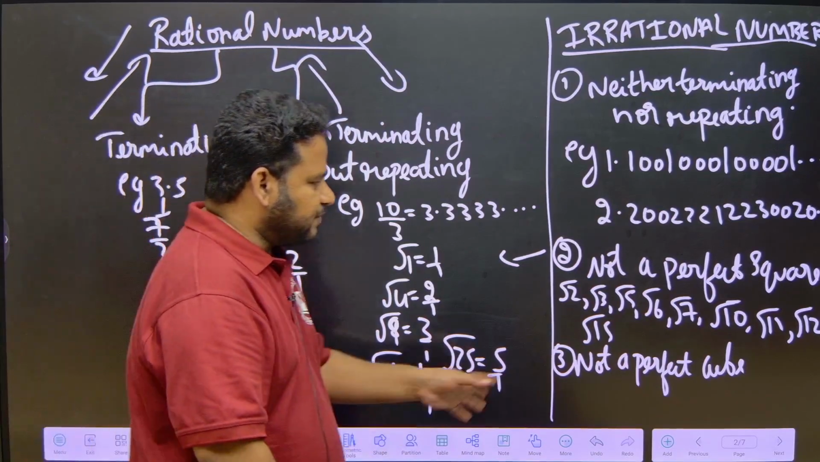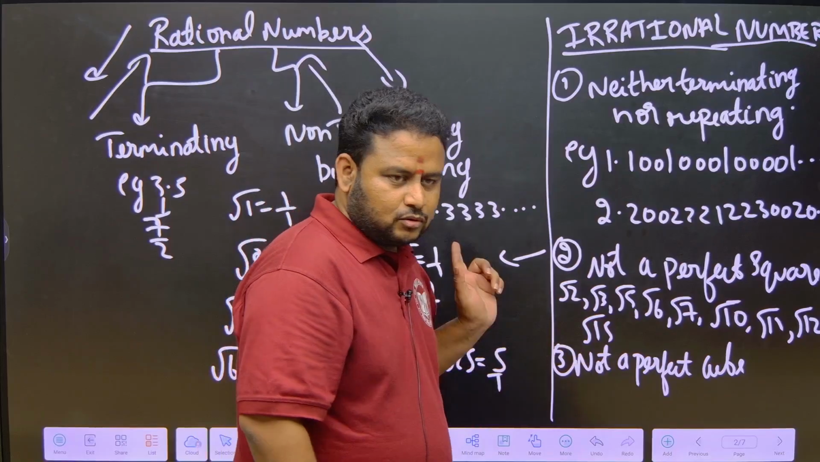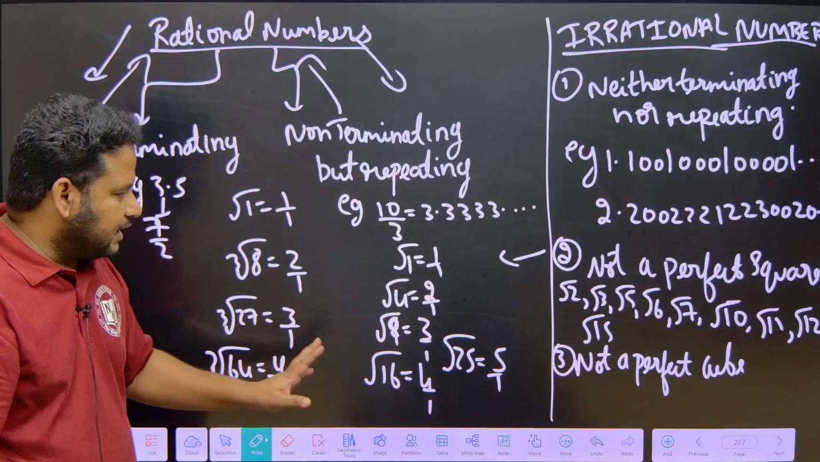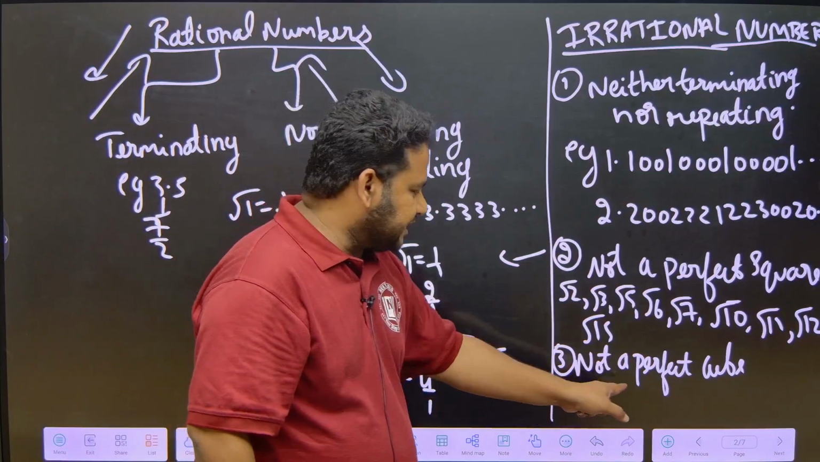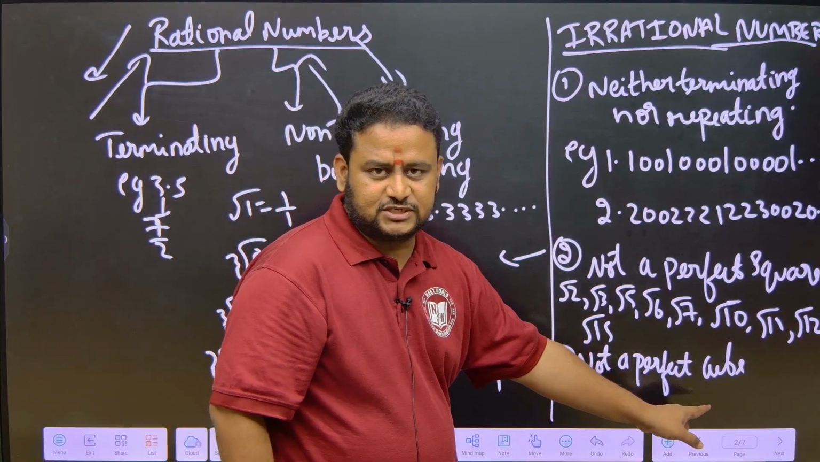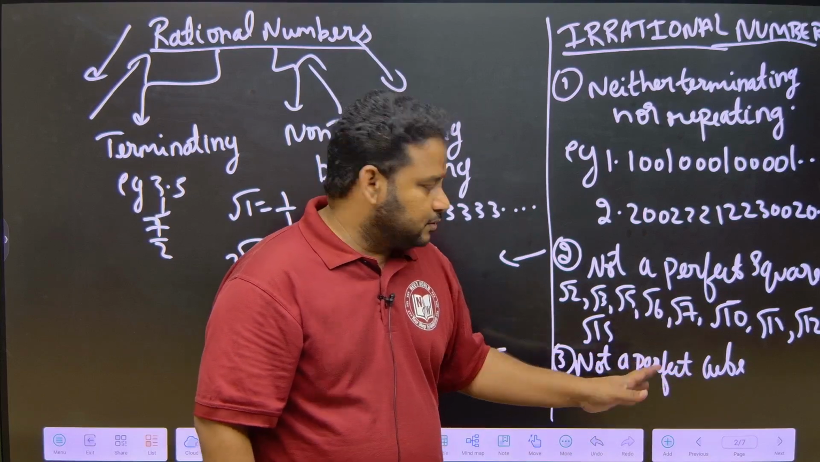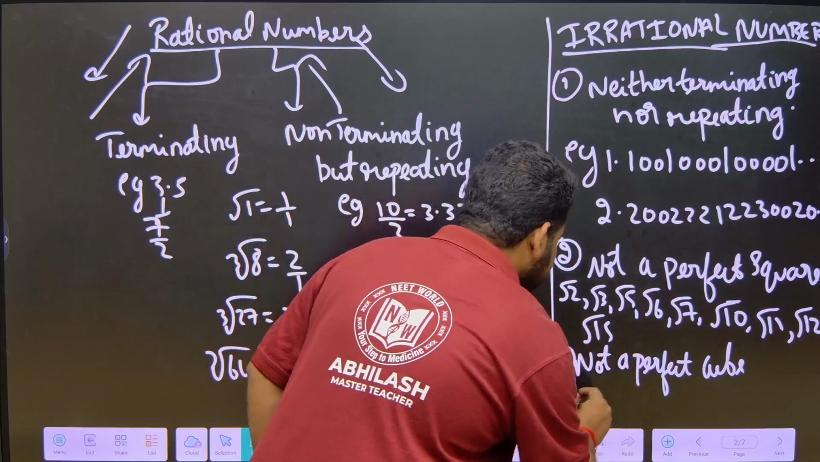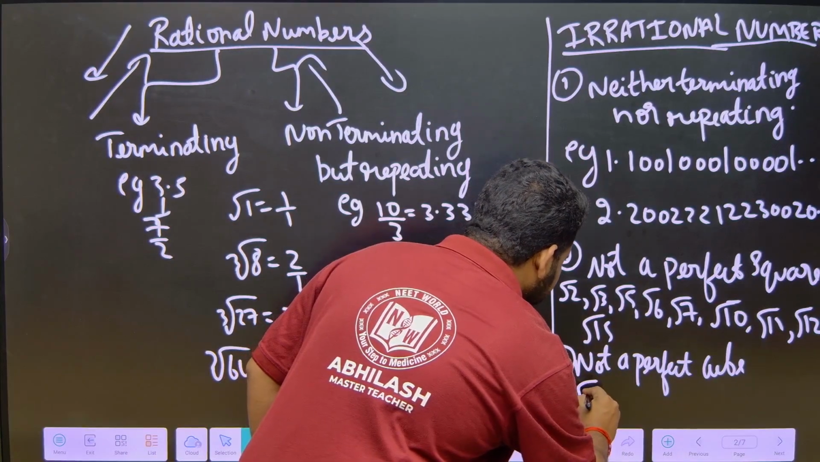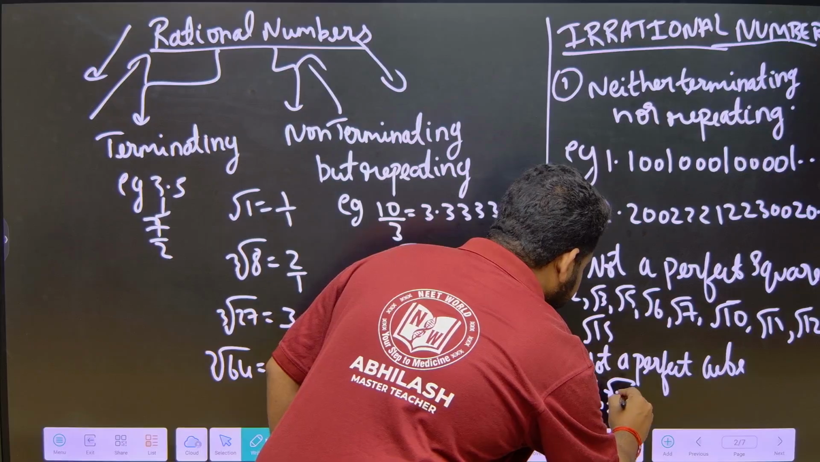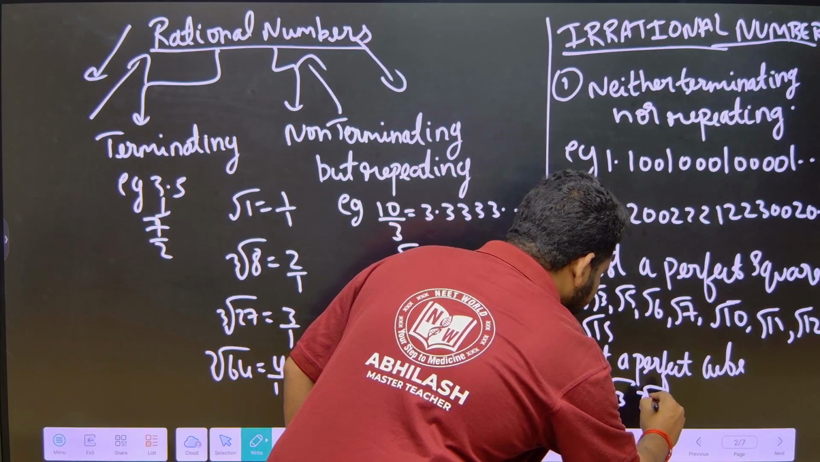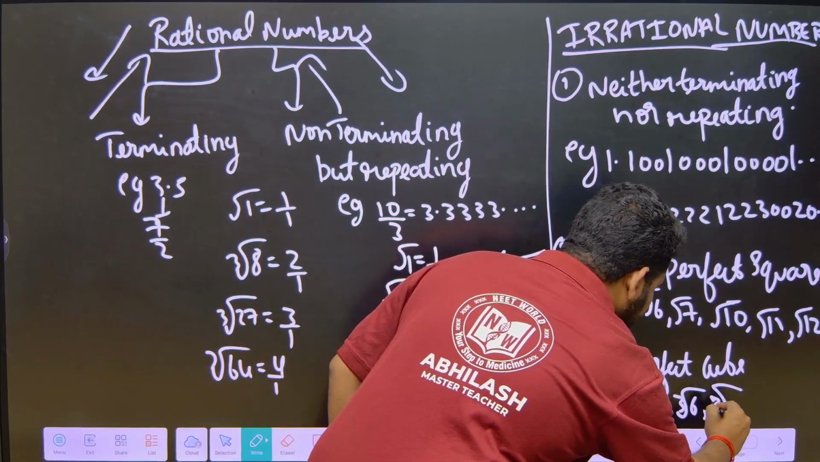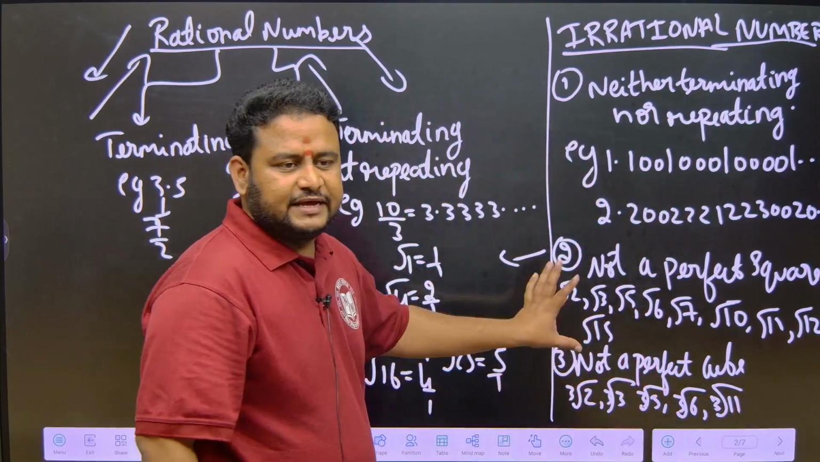So not a perfect cube means I cannot use the cube root of 8, I cannot use the cube root of 27, I cannot use the cube root of 64. Apart from this, except perfect cubes, I can use any other numbers. So I can use the cube root of 2, cube root of 3, cube root of 5, cube root of 6 or cube root of 11, like that. These are all irrational numbers.